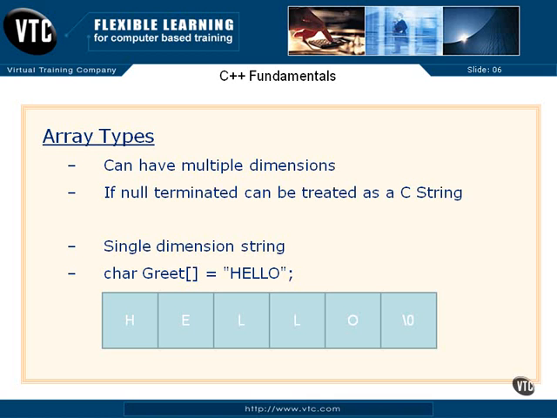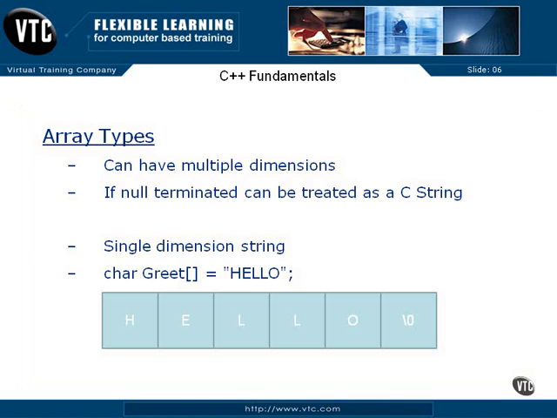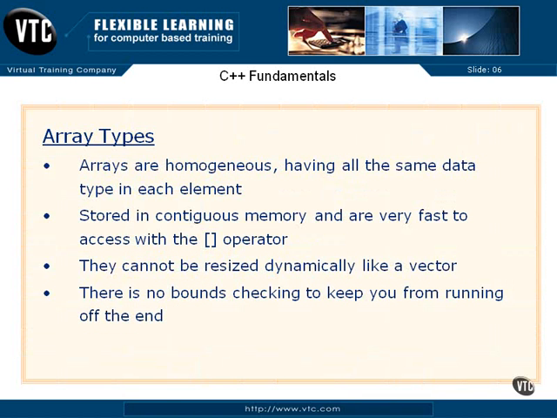Now remember that when you're in an array type like this, you cannot have the bounds checking that you might like to have. Arrays have to have all the same data type in each element. They're homogeneous, so they are not made up like structures of characters and floats and ints and things like that. They will be all ints, all floats, all characters, all the same data type. They are stored in contiguous memory.